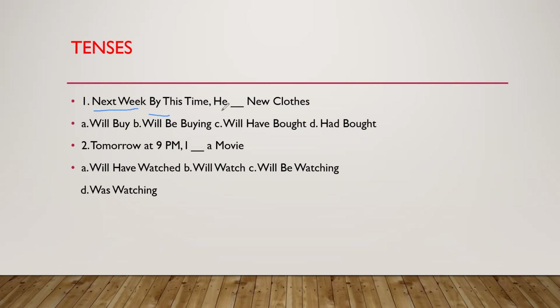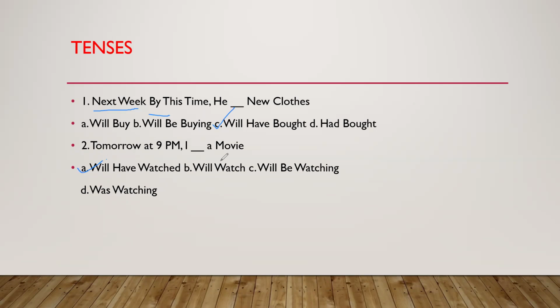So next week by this time, he dash new clothes. Will have plus V3. So will have bought new clothes. Now let's see tomorrow at 11 p.m. I dash a movie. I will have watched a movie. Will have watched a movie.